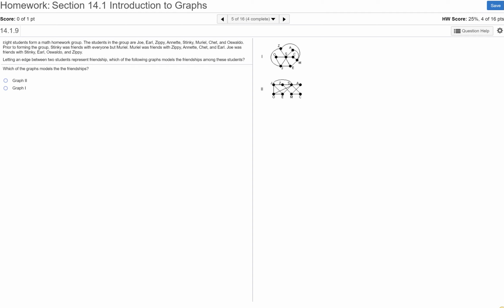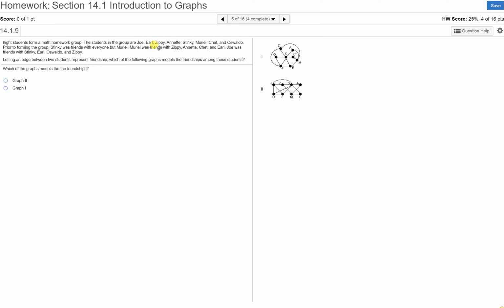Okay. Prior to forming the group, Stinky was friends with everyone but Muriel. So Stinky, assuming it's S, has to have every connection but not a connection with Muriel. So let me see. Stinky's connected to this one, that one, that one, that one, that one. Yes. And not connected directly to M, correct? Stinky here, here, here, here. So far they both, okay, so let me erase what I just wrote. Clear that. So far the first one is fine.